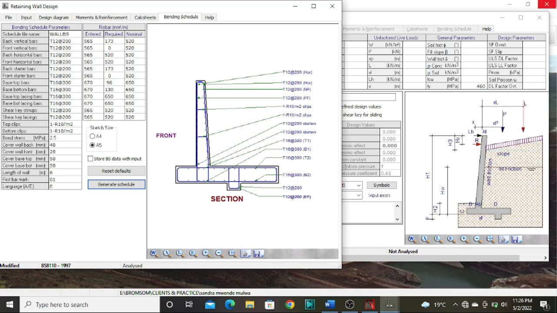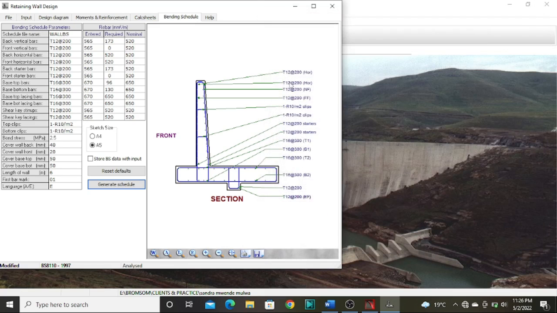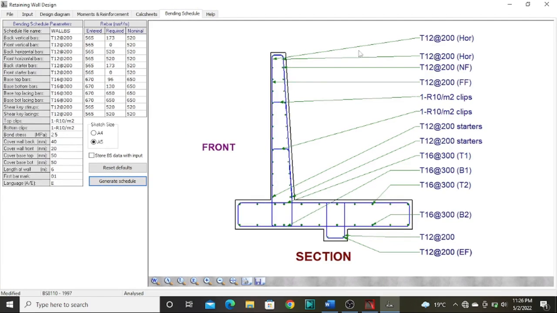Because we are done with this one, let me close it. Maximize this. And from observation, you can see your bars have been highlighted there, including bars at the shear key. You can also manually edit these bars. If I want to use 16mm bars, you can observe these changes. This shows you the required reinforcement.